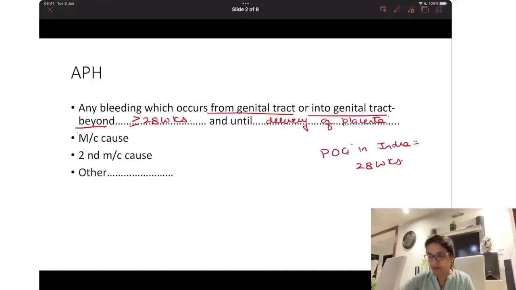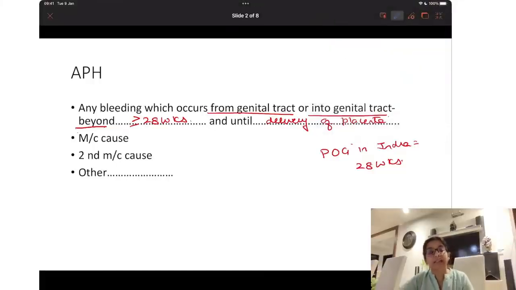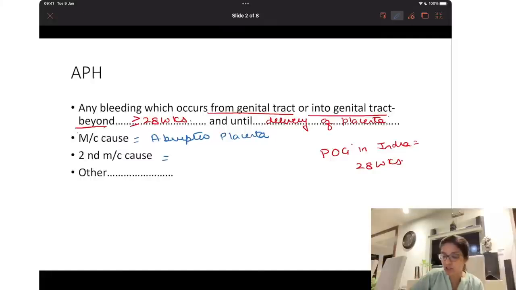antepartum hemorrhage. A very important single liner question is: what is the most common cause of antepartum hemorrhage? Please remember that the most common cause is abruptio placenta. What is the second most common cause? The second most common cause is placenta previa. Don't say it the other way around. Most common cause is abruptio placenta.